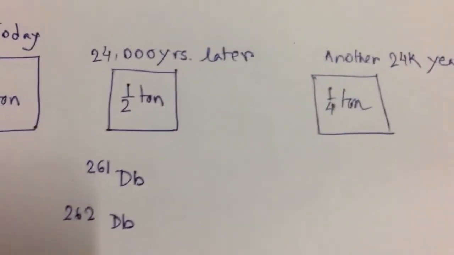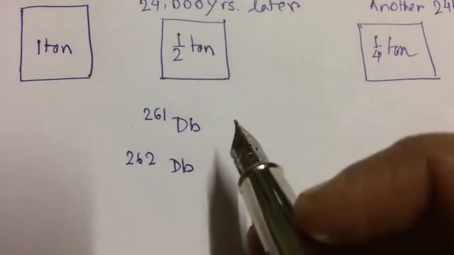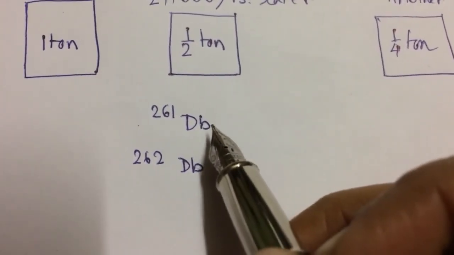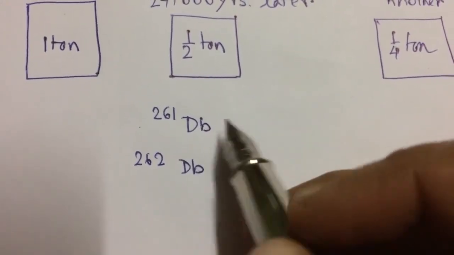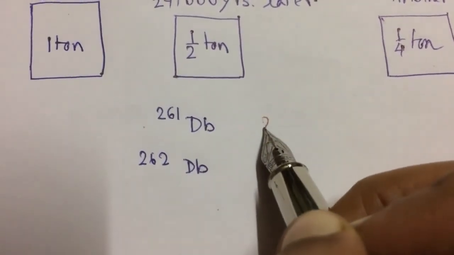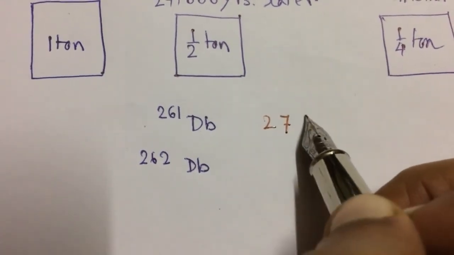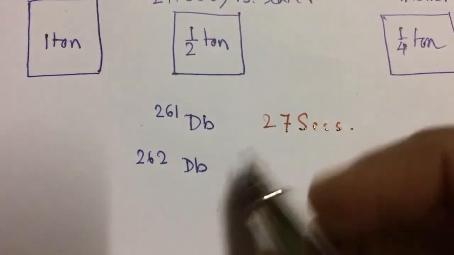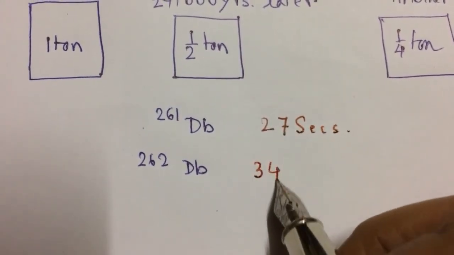But there are other materials which have a half-life of the order of seconds. Suppose this is dubnium 261, this is a transition element. This has a half-life of 27 seconds, and this has a half-life of 34 seconds.